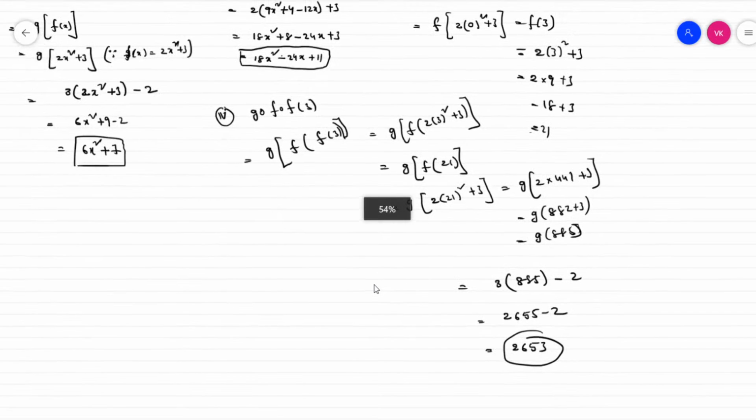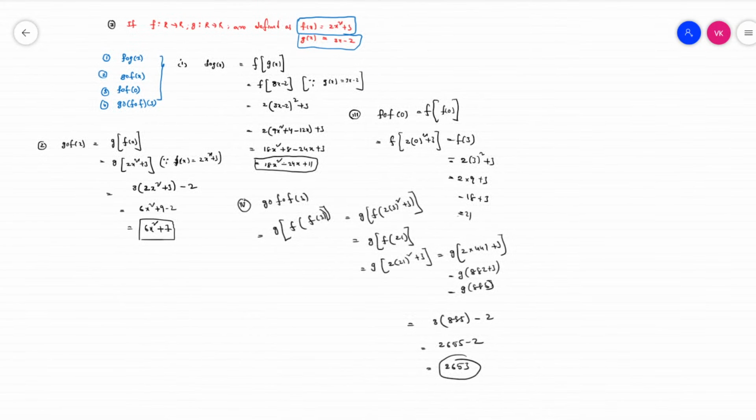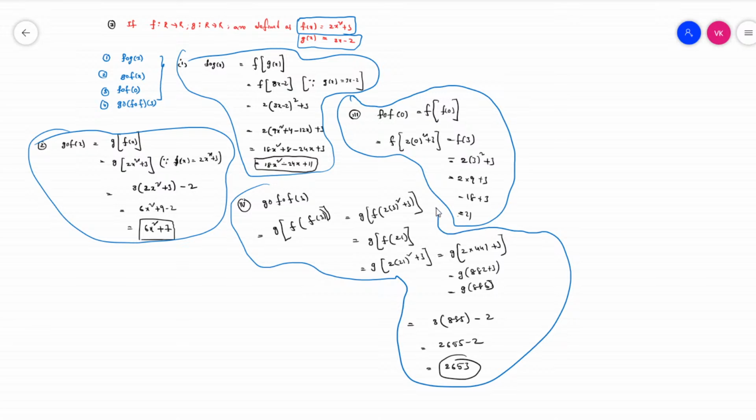Okay, this is the third question, and all 4 questions are explained here. This is the first part, this is the second part, this is the third part, and this is the fourth part. Okay, so now we complete the question. Let's go for the fourth question.